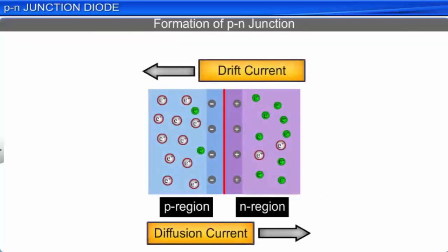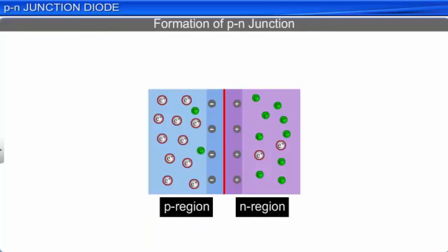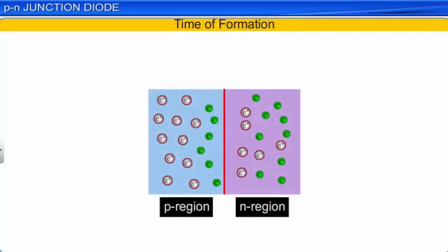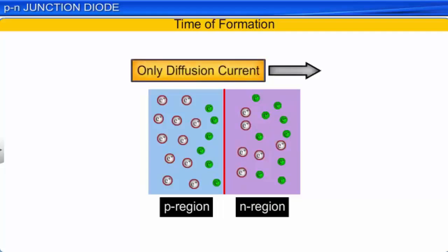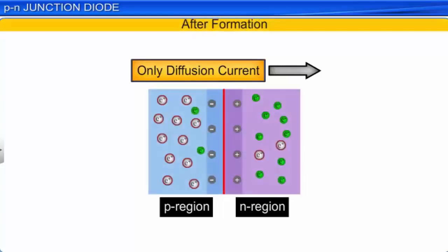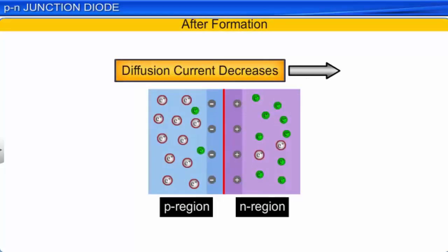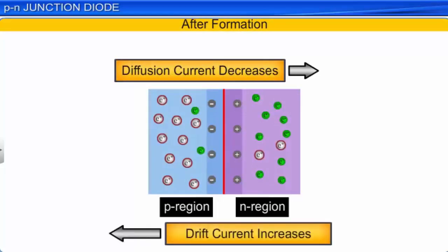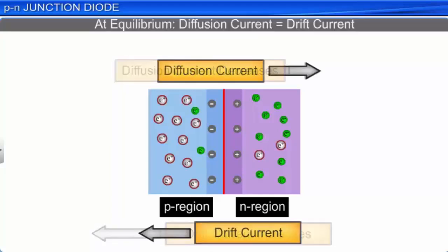We have to remember that at the time of formation of the p-n junction, there is no depletion region. Thus, there is a high diffusion current but no drift current. As the depletion region gets formed, the diffusion current decreases and the drift current increases. In steady state, the diffusion current and drift current become equal in magnitude and there is no transfer of charge at any cross-section. Thus, a crystal with a p-n junction in an isolated state is electrically neutral.